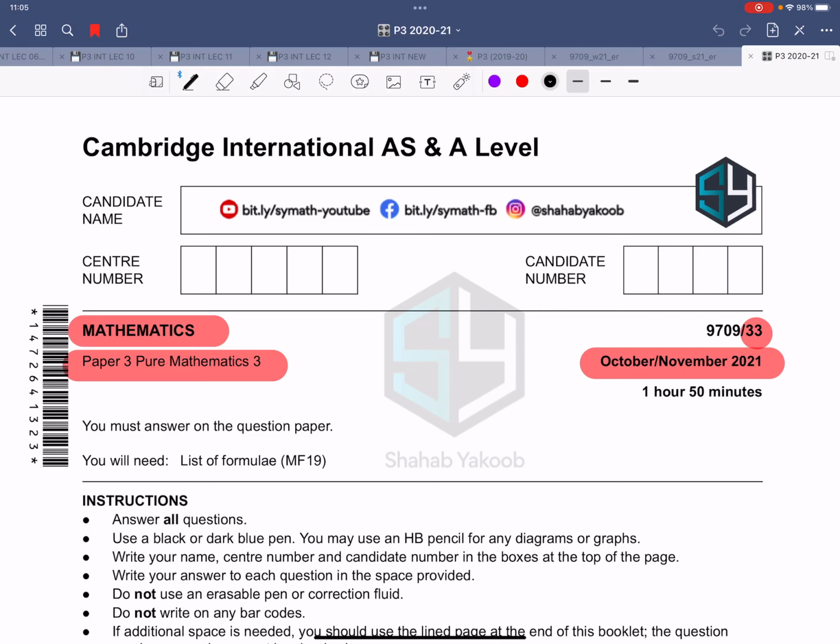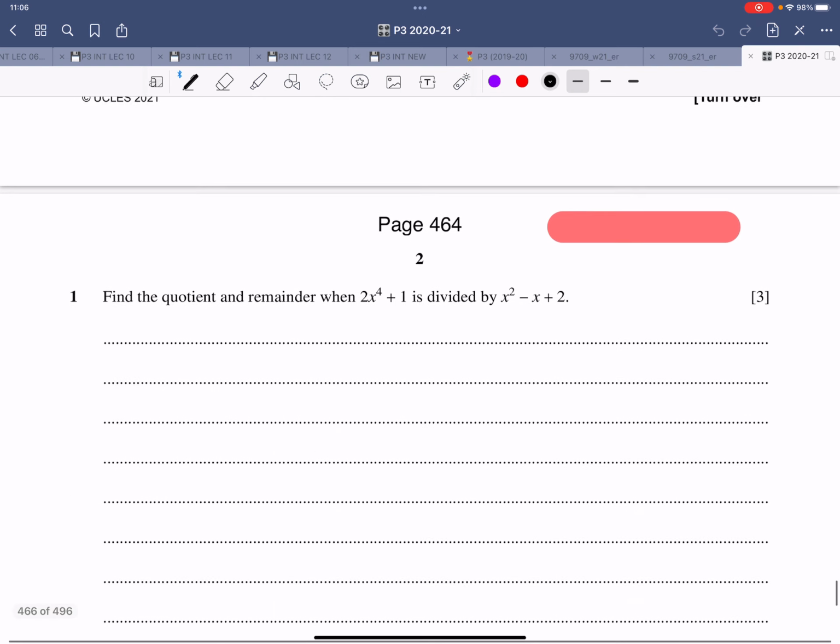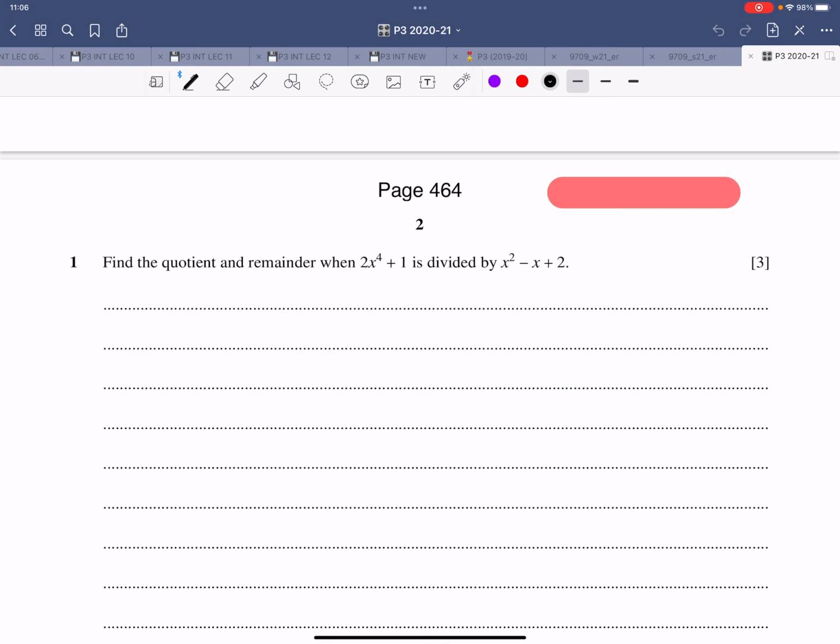Starting with another past paper of P3. This time it's November 2021, the third variant. So let's get started. Let's look at the first question. The first question is about algebraic division, which is also commonly known as long division.